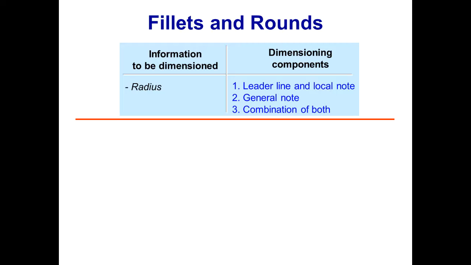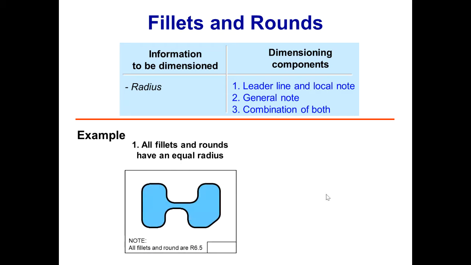Then if you have fillets and rounds, the only thing that you need to dimension is the radius, and the dimensioning components that are used are the leader line, the local note, the general note, or basically the combination of both. For example, if this is the part where you have a lot of fillets, and all the fillets and the rounds have equal radii, you don't have to dimension each one of them separately. You can just write a note that all fillets and rounds are this radius. तो इस तरह आपको सारी dimensions देने से बच जाते हो.